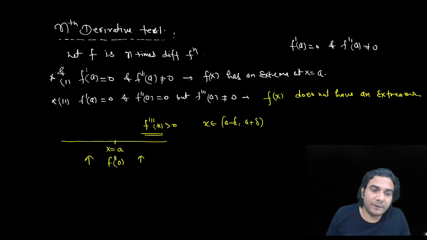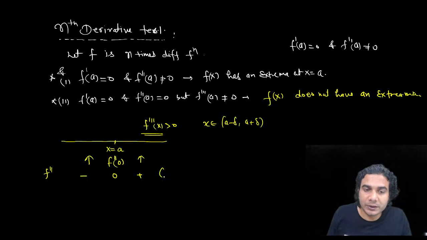So if you talk about the sign of f double dash, then f double dash was negative here, then it became 0 because it is increasing, and then it became positive. So that will happen. Now because of f double dash, we can talk about f dash also. See, f dash a is 0. At x is equal to a, f dash a is 0. It is given in the question.